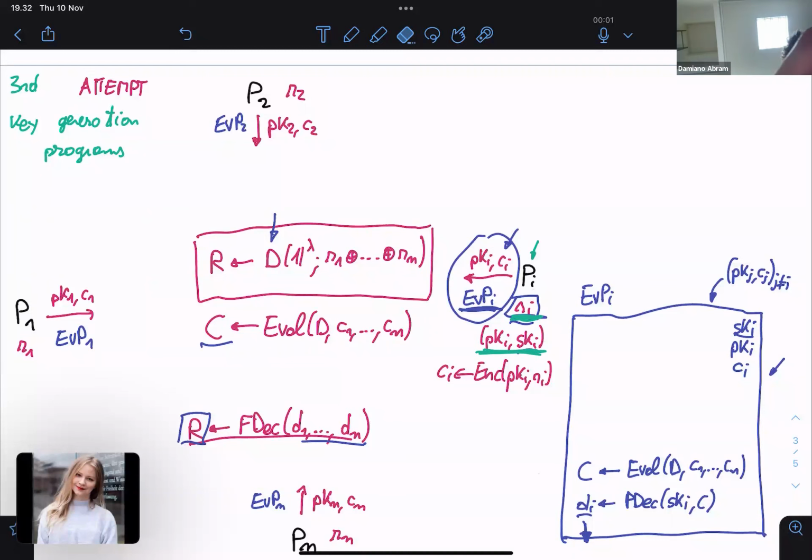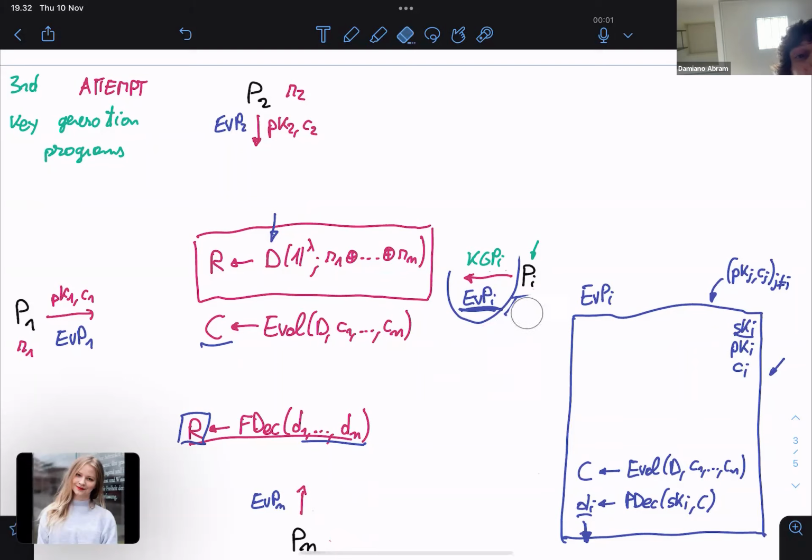And the solution is not to send PKi and Ci directly to the other parties. We instead send an obfuscated program that takes care of the generation of the randomness and the key pair. So let me erase a bit the things that are here, and then I will explain the details of this program. Each party will send one of these programs. KGPi stands for a key generation program.